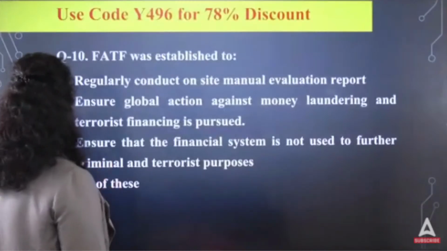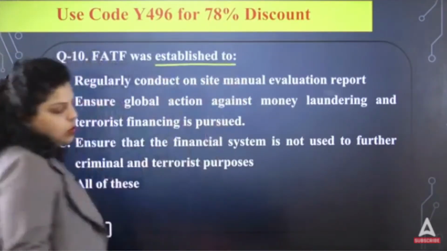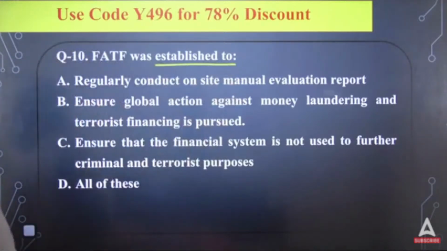Now the next question, and the last question for today's session, is talking about FATF was established to. Why have we established the FATF, the Financial Action Task Force? First, regularly conduct on-site manual evaluation report. Second, ensure global action against money laundering and terrorist financing is pursued. Third, ensure that the financial system is not used to further criminal and terrorist purposes. And fourth, all of these. So which of the following is correct?